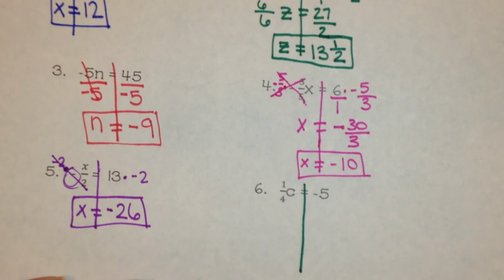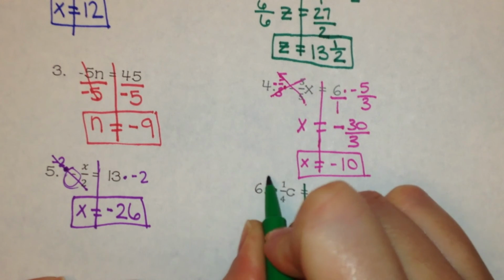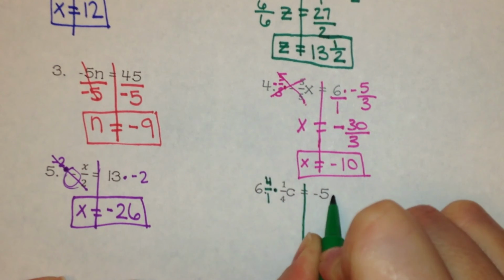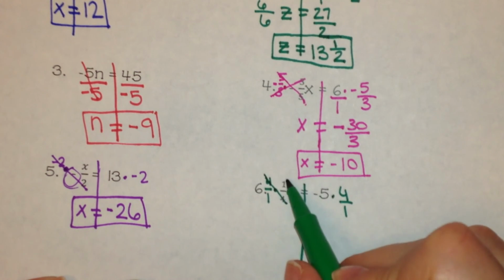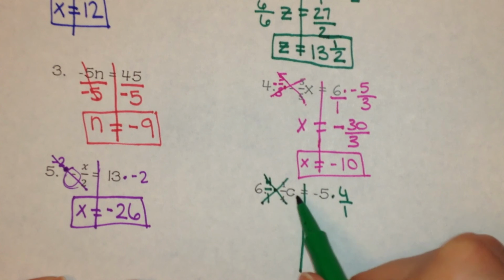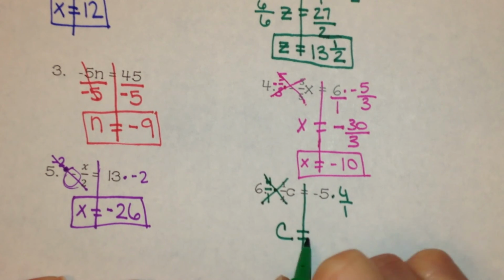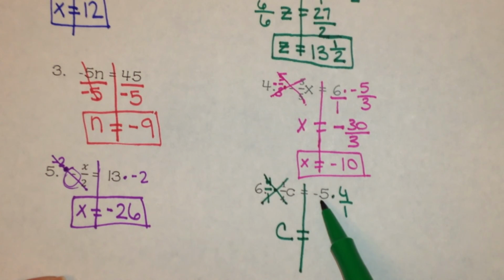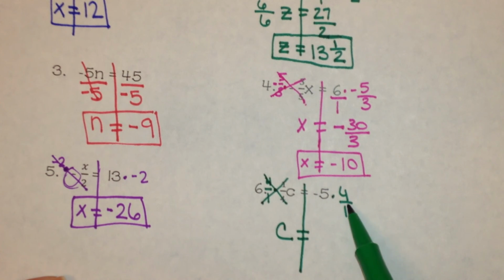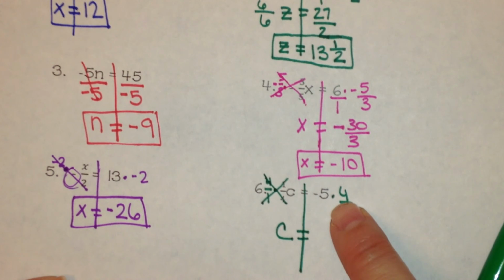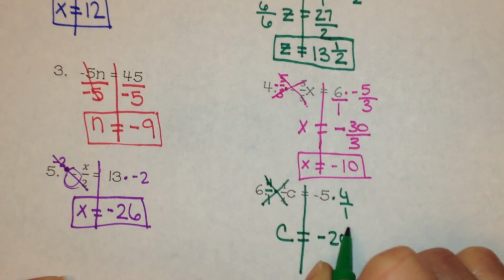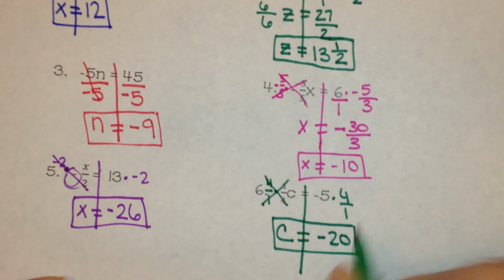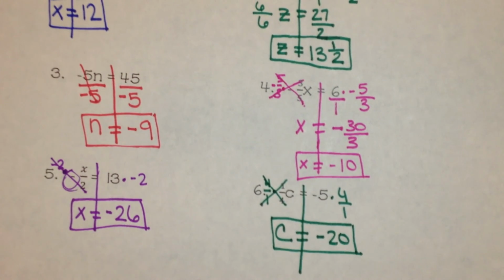Here, c is being multiplied by 1/4. So we're going to multiply it by the reciprocal, 4 over 1. Okay, 4 divided by 4 is 1. 1 divided by 1 is 1. So I'm left with 1c, or just c, equals, all right, I have a whole number here. I don't need to treat this as a fraction. 4 over 1 is the same thing as 4. So I'm just going to say negative 5 times 4 is negative 20. All right, hopefully you were able to solve all of the one-step equations.